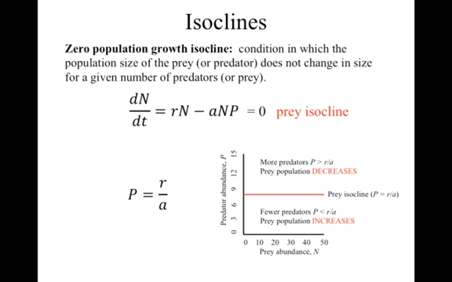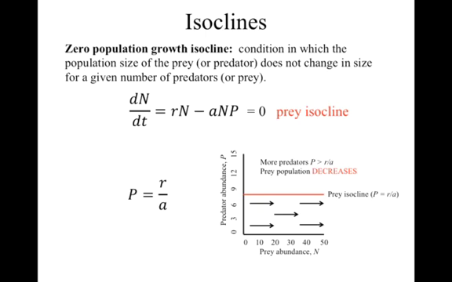So if the prey population increases below the prey isocline, remember the prey abundance is on the x-axis. And so increasing means moving to the right along the x-axis. So below the prey isocline, I'm going to move to the right. That means the prey is increasing. And that's because at that low predator abundance, I am not predating as much as I'm being born, and so I'm growing. My prey population is growing.